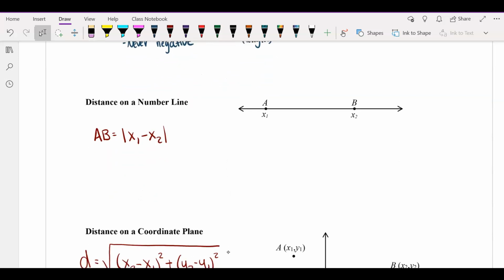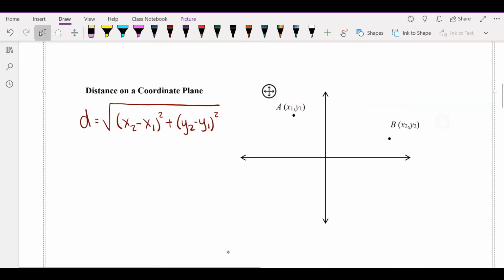So here on a number line, you're going to use the formula, and I used AB to represent these letters here. So the distance of AB is going to be equal to the absolute value of x1 minus x2. x1 represents this point here, and x2 represents this point here. It's not an exponent, it just represents the different point.